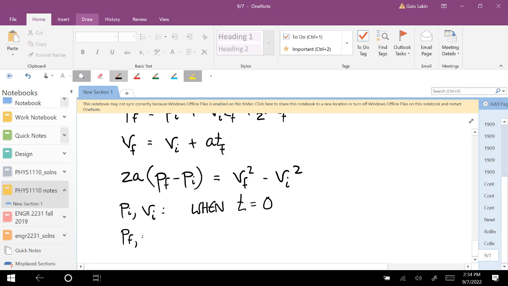Position final and velocity final mean the position and velocity when time equals time final. And then the acceleration is constant, so that's the same no matter which one you're talking about.